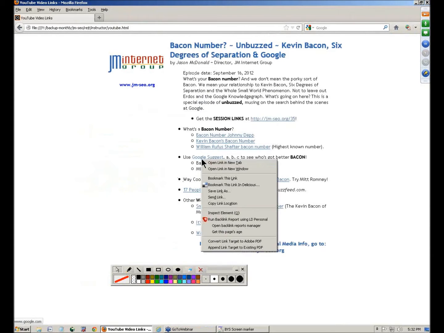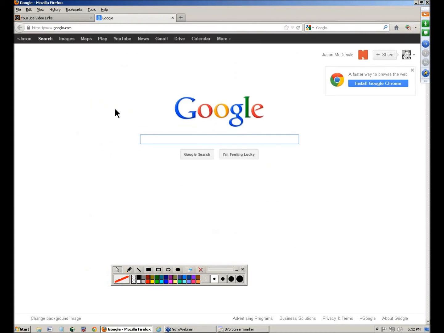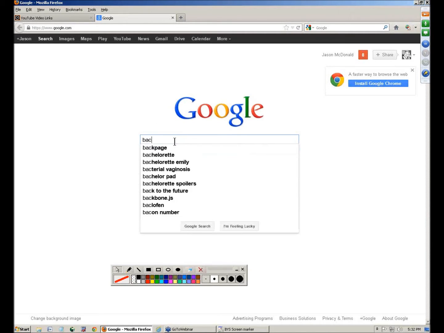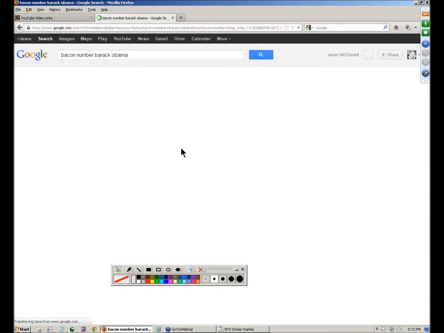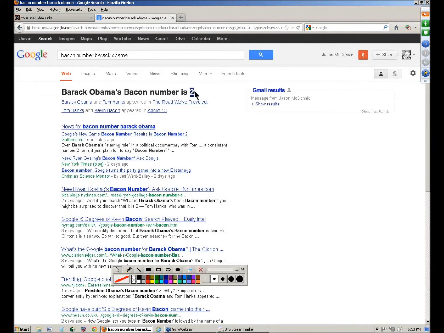Now, let's have some fun. Let's go a little bit deeper. Let's make you look cooler when you're around the water cooler at work. People are talking about that. Let's use Google Suggest. So start typing in "bacon number," and then use your key. Watch the Google Suggest, and you can get some ideas about what other people are searching for, what people think are cool. Put in B here, and you're going to see Barack Obama. Hit Barack Obama. Well, he's a 2. Kind of amazing, right, because of his recent video about running for president.